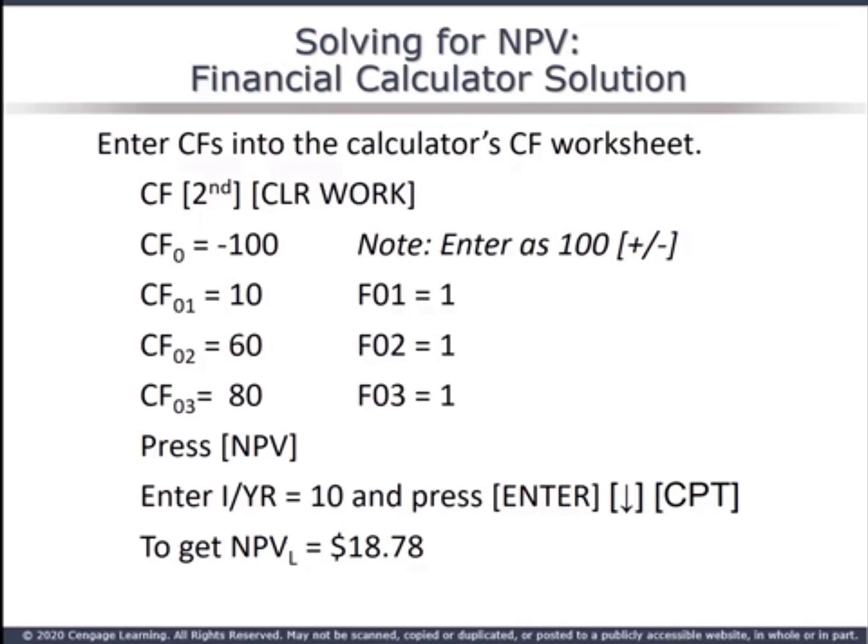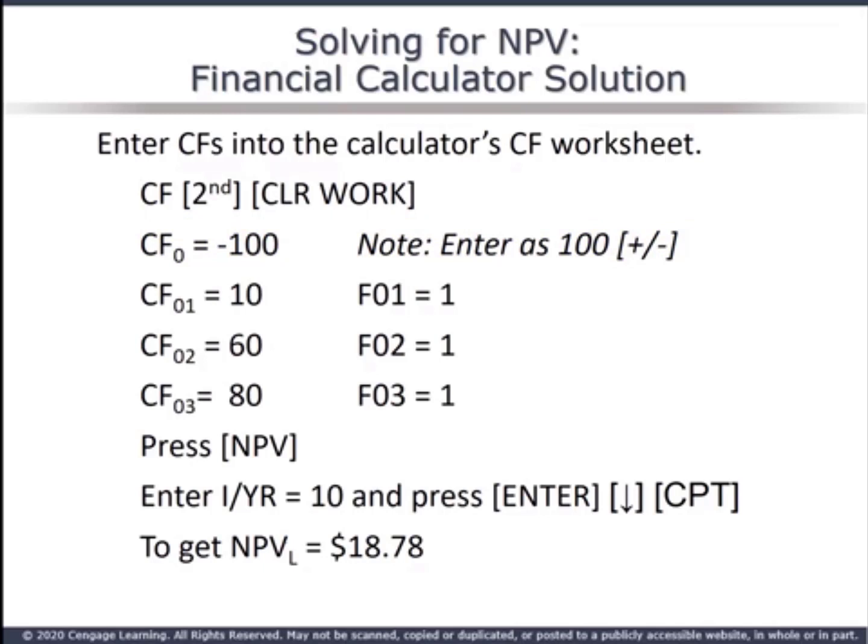As mentioned in the TVM chapter, familiarity with the cash flow worksheet operation is important. In your calculator, press Cash Flow, Second, Clear Work. With CF0 displayed, enter 100 plus or minus, press Enter, and the down arrow.